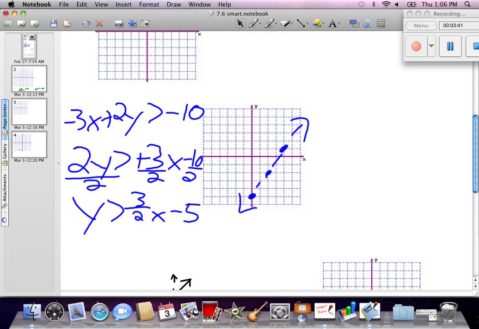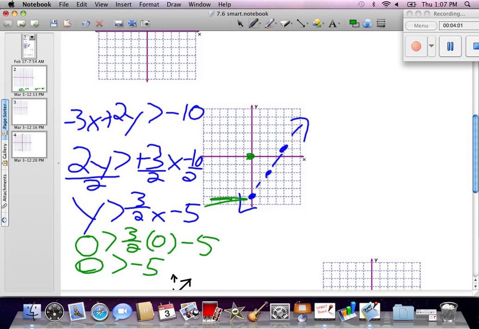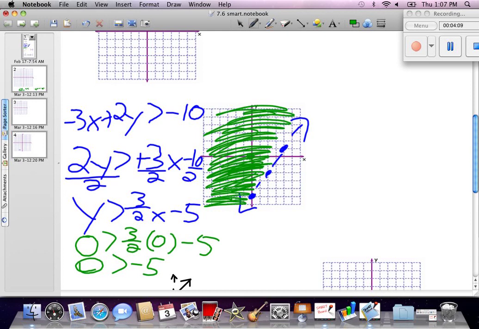So now I'm going to figure out if I'm going to shade 0 or not. So I plug in 0. 0 is greater than 3 halves times 0 minus 5. Is 0 bigger than -5? Would you rather have no money or negative $5? No money. So 0 is bigger. So you shade all of the side that covers 0, 0.